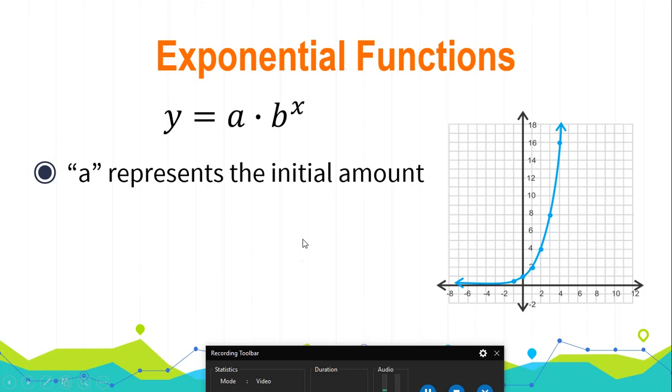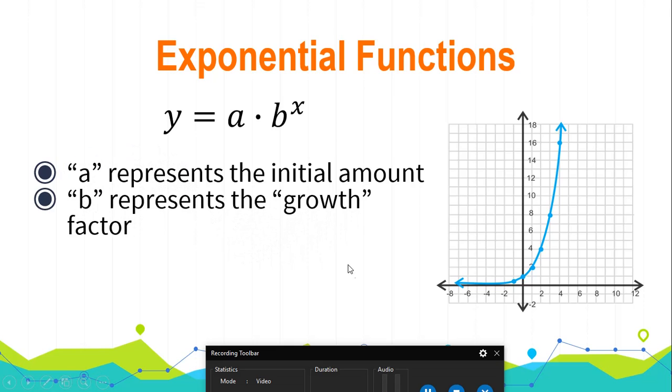We can modify our parent function. So the value of a is going to represent an initial amount that you start with. If you're going to invest money in the stock market, maybe you decide to start with $100. The value of a would then be 100. Maybe you're going to stock a brand new pond. So you're going to throw in 20 fish. So a is 20, the initial amount of fish that you start with.